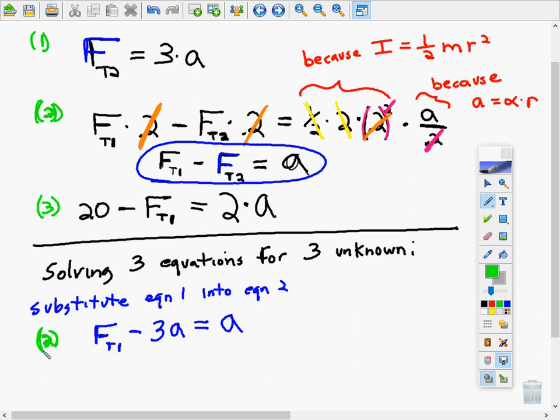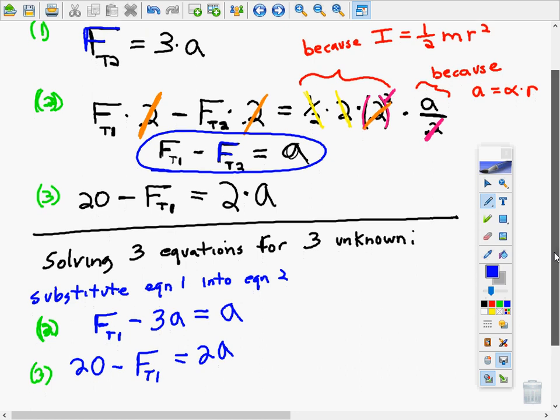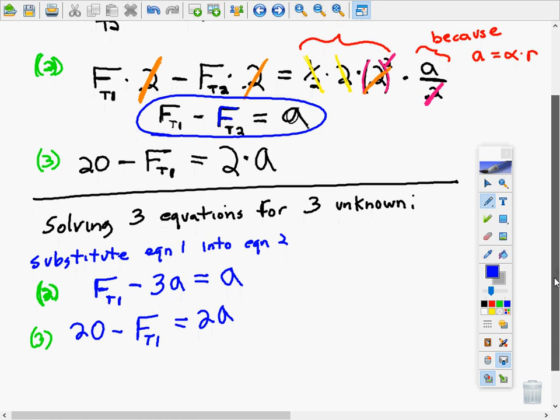And then I'm going to just plainly rewrite equation 3. And when I rewrite equation 3, I have 20 minus ft1 equals 2a. And then I'm so psyched because I just made 3 equations, 3 unknowns into a simpler 2 equation, 2 unknown problem. And then again, there's many different ways of solving 2 equations for 2 unknowns. I like the approach where you add the equations together.